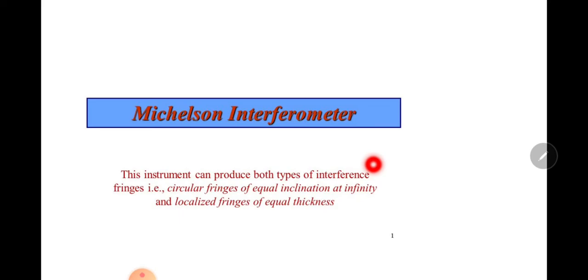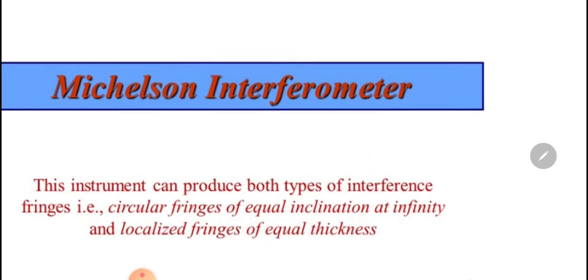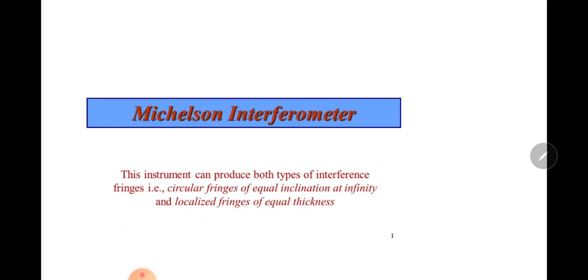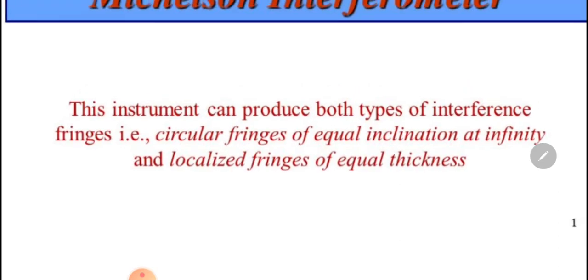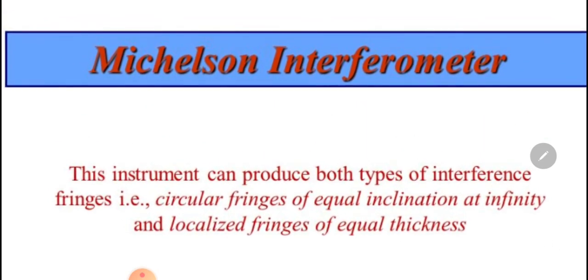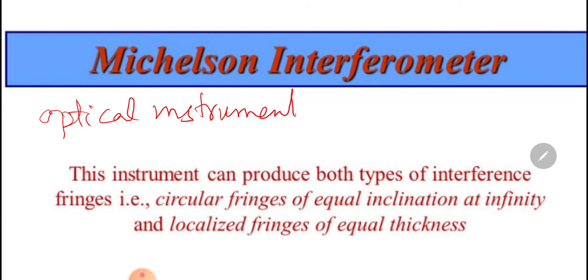Now the Michelson interferometer. The instrument can produce both types of interference fringes: circular fringes of equal inclination at infinity and localized fringes of equal thickness. The Michelson interferometer is an optical instrument.